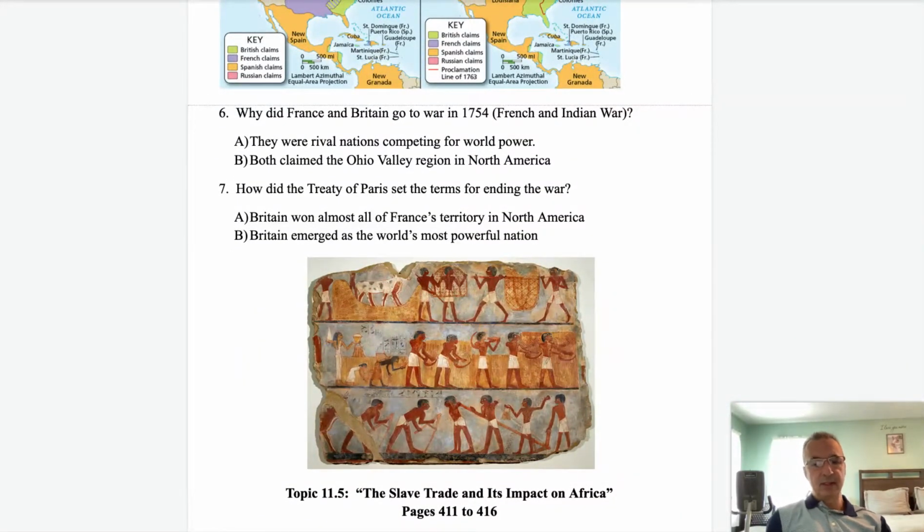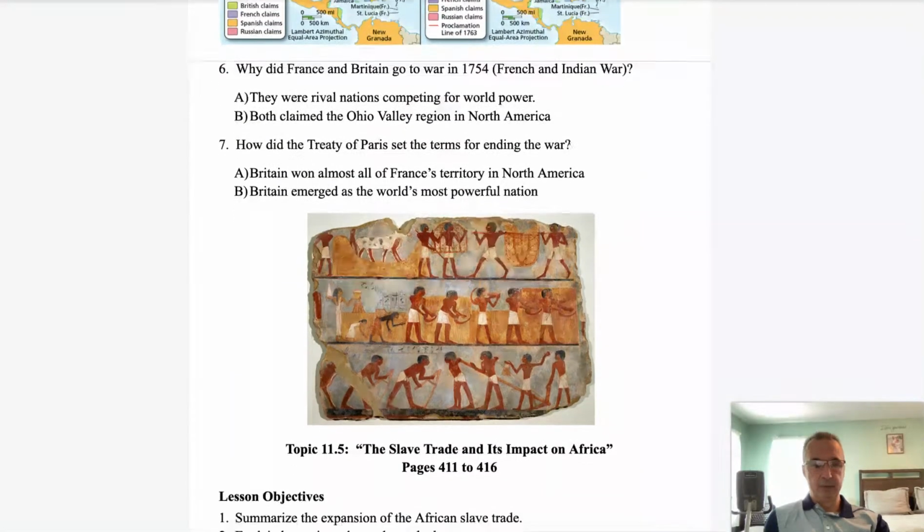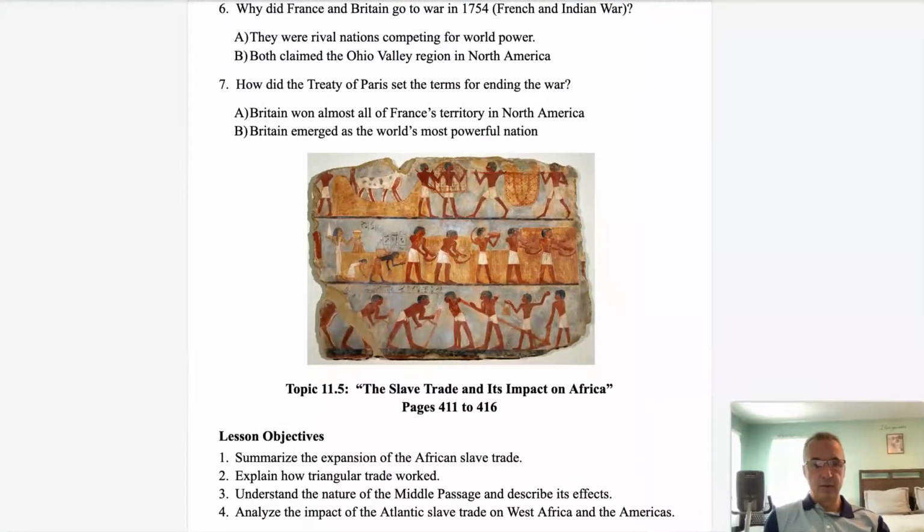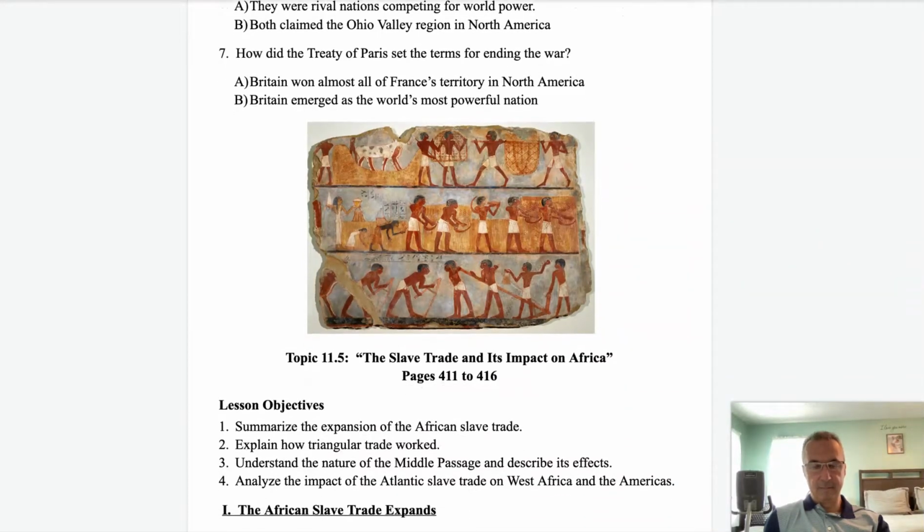11.5: the slave trade and its impact on Africa. So the key objectives as we move into 11.5: look at the expansion of the African slave trade. This is directly related to the 13 colonies in North America. We'll explain how the triangular trade worked. We'll understand the nature of the Middle Passage and describe its effects. And we'll analyze the impact of the Atlantic slave trade on West Africa, the native African people, as well as the Americas.